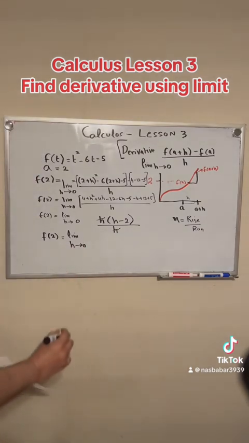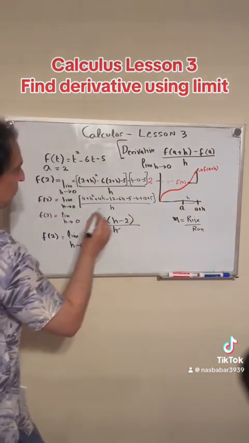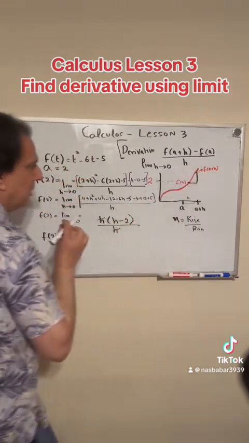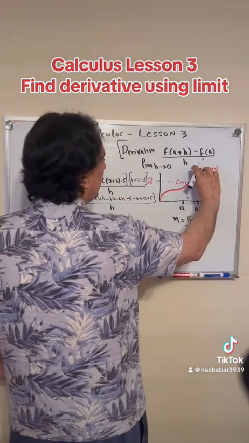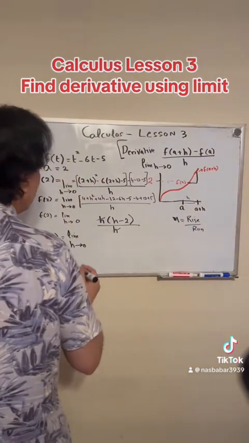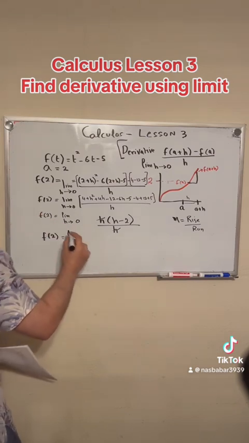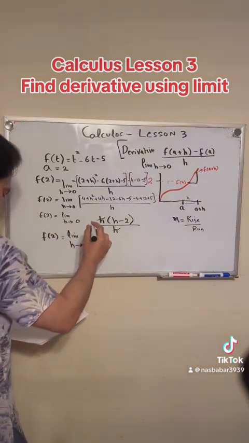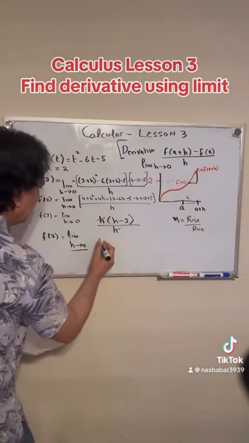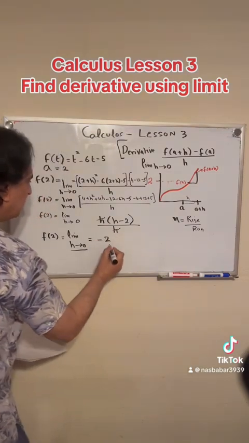So basically what we're saying is that we are finding the slope at this point when h is approaching 0. The height in this case is approaching 0. So when we do that, all we have to do is substitute the value of h in here, which is 0. It's approaching 0. So then the slope is -2. That is the answer.